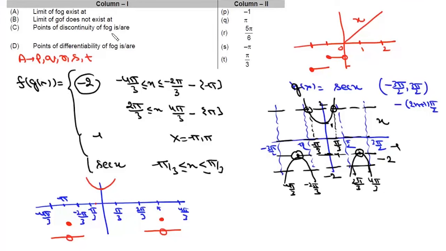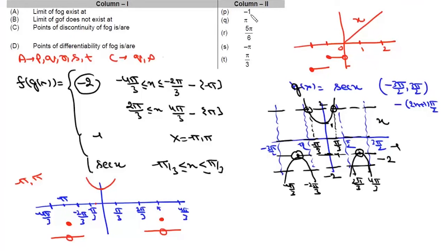And f of g(x) will be discontinuous at minus pi and plus pi. So it will be discontinuous at minus pi and plus pi. So this c matches with q and s.